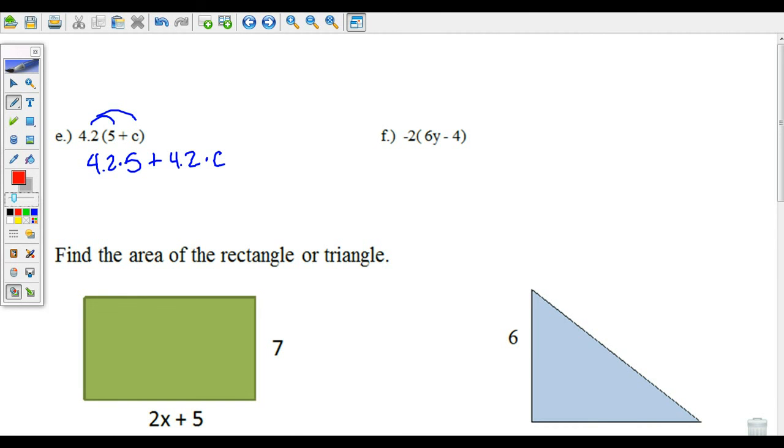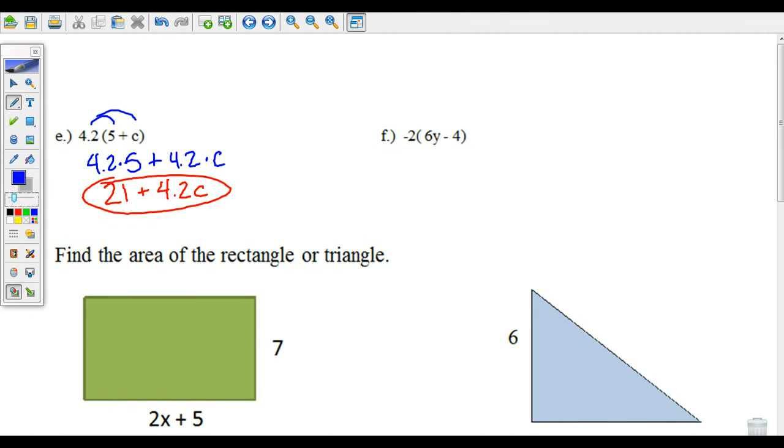4.2 times 5 ends up being 21, and you can do that on your calculator. And then 4.2 times C is as it is. We can't say anything else except it's just 4.2 times C. So that is our answer. And again, we can't add the 21 and the 4.2, and we'll get into that a little bit more tomorrow.